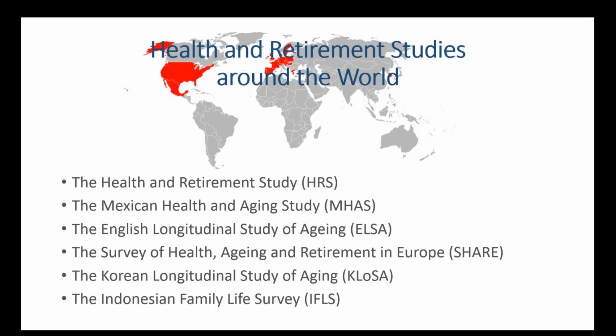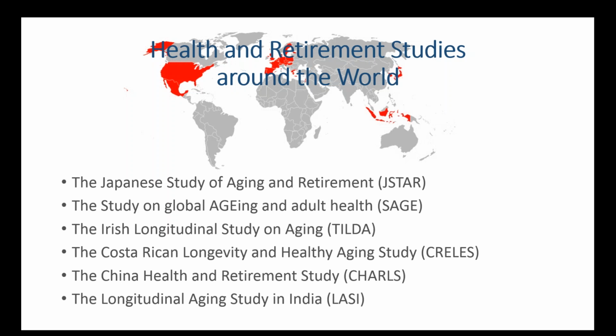The Korean Longitudinal Study on Aging started in 2006. The Indonesian Family Life Survey, or IFLS, started actually in 1993, but in 2007, the 2007 wave became comparable to the HRS. So they had a cohort that asked questions very similar to the Health and Retirement Study, which makes it comparable. The Japanese Study of Aging and Retirement, JSTAR, was started in 2007.